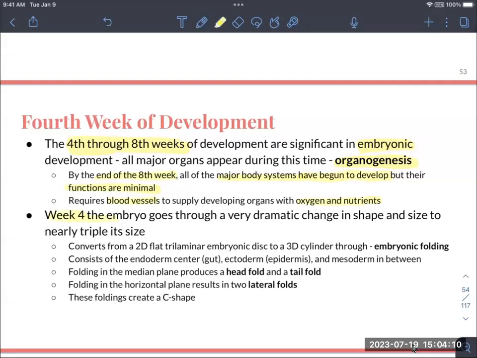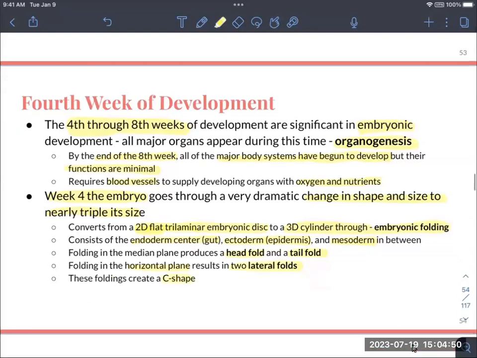So at that 4th week too, this embryo starts to go through changes in shape and size. It's going to about triple its size at this point. It goes from that 2D flat trilaminar disc to this 3D embryonic folding. It has that endoderm center, that gut, that ectoderm, that epidermis, and that mesoderm between. We get that head fold, that tail fold. We have these horizontal planes that give us those lateral folds. And they all create this C shape.